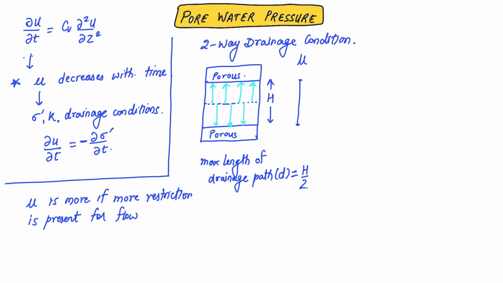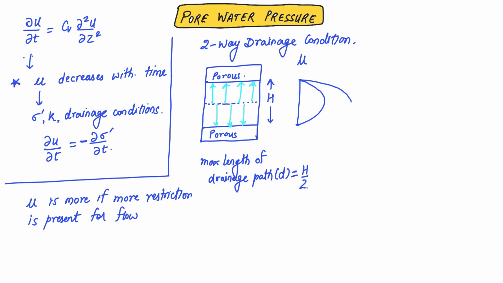So if it is free to move, then obviously there will be no extra pressure because of the load applied. But yes, the maximum pressure will be experienced by the water that is present at the center line, and hence the variation of pore water pressure will be something like this. Yes, this pore water pressure overall value will decrease with the time.